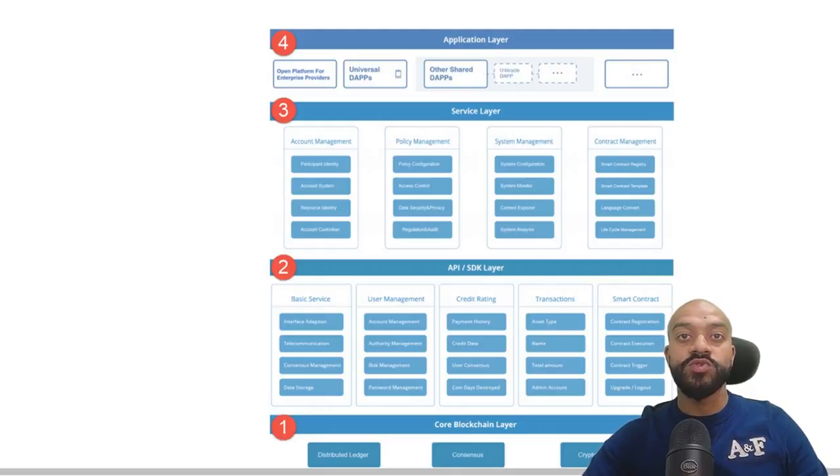If we then move up to number two, we have the application programming interface as well as the software development kit layer. This basically allows programmers to interact with the UChain platform, as well as a software development kit to allow developers to create software applications on a specific platform. This layer provides basic services such as user management, credit rating, transaction, and the smart contract module responsible for registering contracts and managing the trigger conditions and executions. The third layer is the service layer, and this provides management of accounts, policies, systems, and contracts. And then lastly, you have the application layer. Through the API and the SDK on UChain's open platform, enterprises in the sharing economy can build dApps or simply migrate their existing app onto UChain.